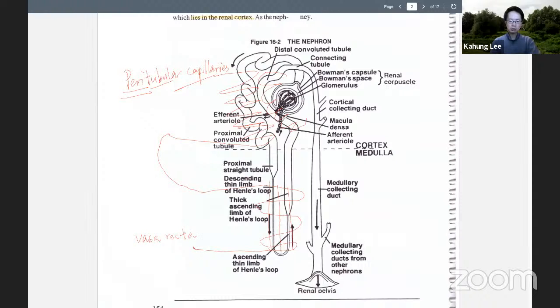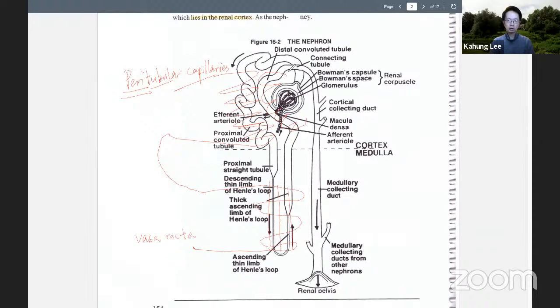We'll talk about what we call the juxtaglomerular apparatus, which is in here. We'll talk more about this one. It consists of a macula densa and juxtaglomerular cells. We will talk about those very soon.